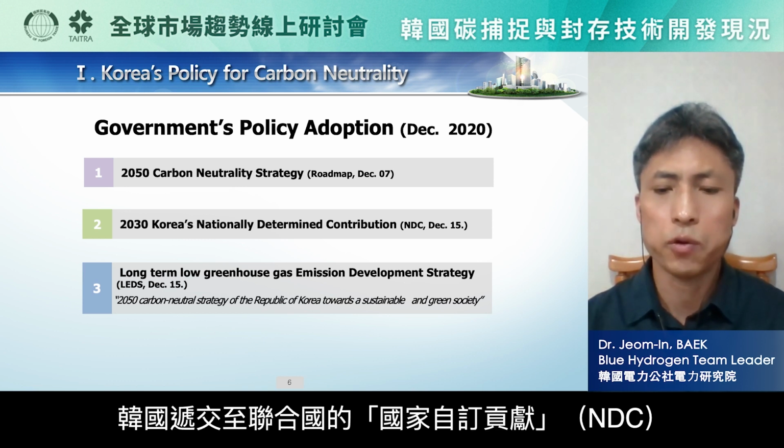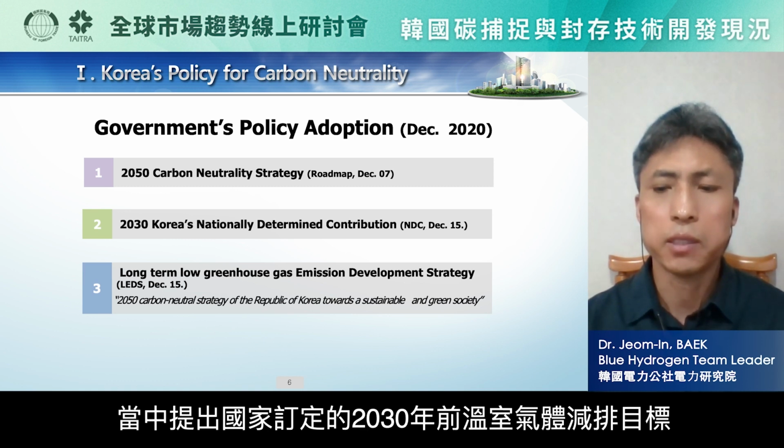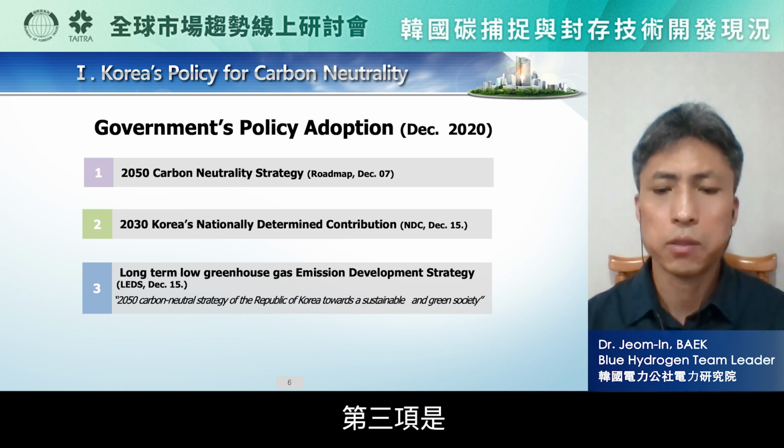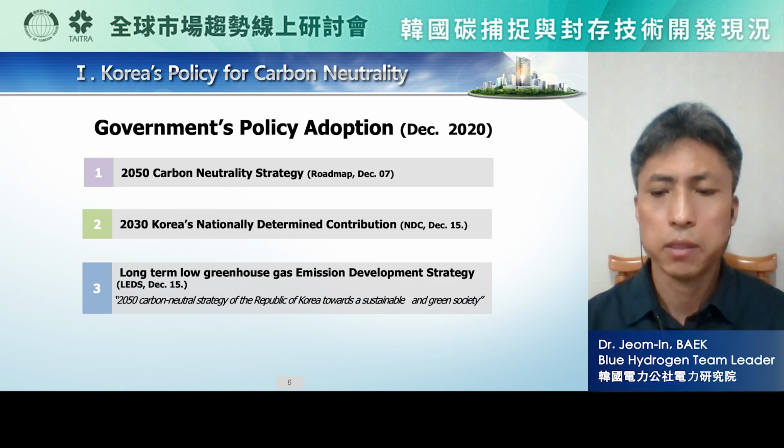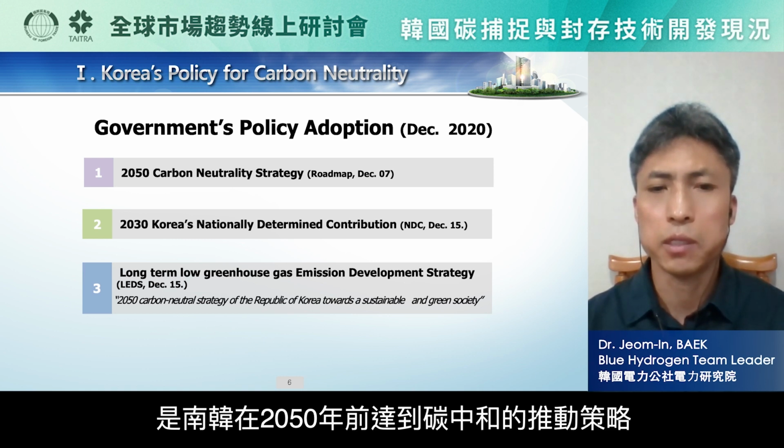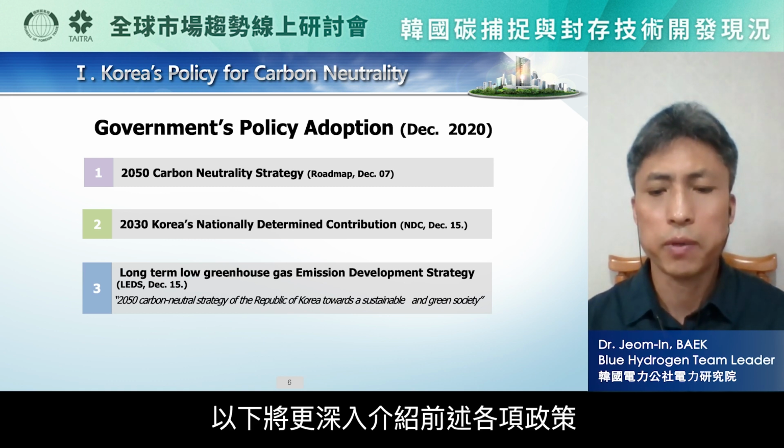Second one is Korea's NDC submitted to UN. In this document, national greenhouse gas emission reduction target by 2030 was suggested. Third one is Korea's LEDS, submitted to UN. This is a strategy to achieve carbon neutrality by 2050. I'd like to explain a little more for each policy.